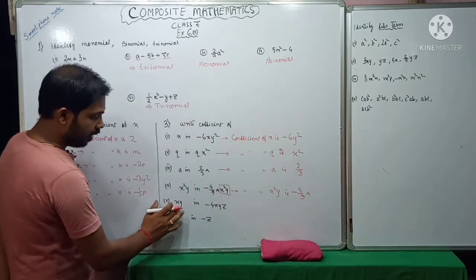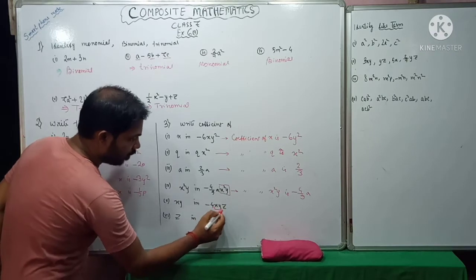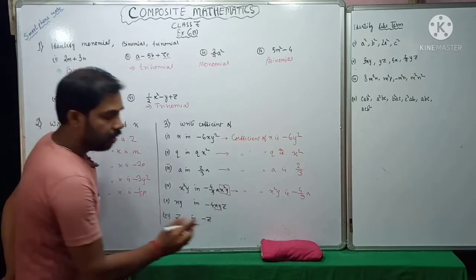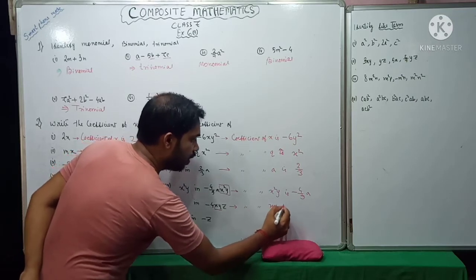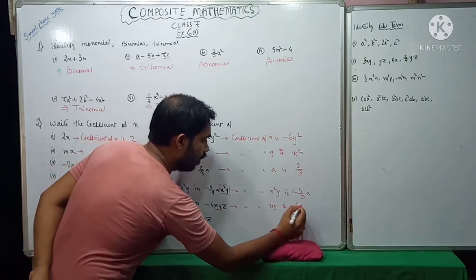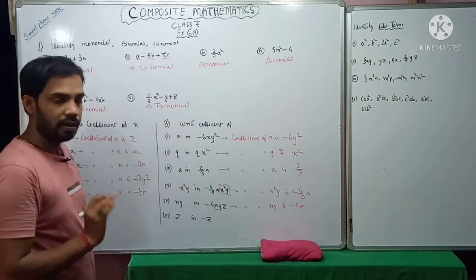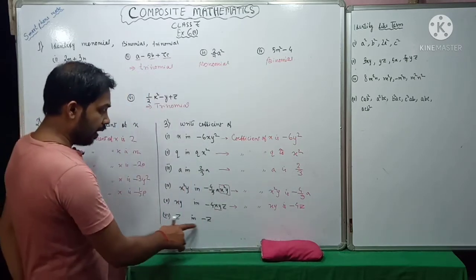Okay. Next you see xy. So apart from x, what is present? Minus 4 and z. Okay. So the coefficient of xy is minus 4z. Okay, clear?